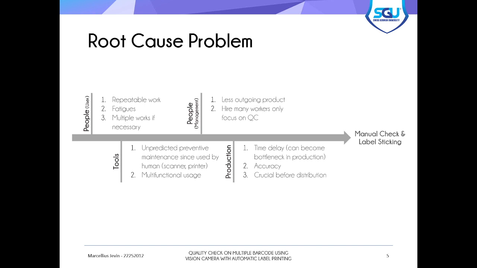This leads to another factor, which is tools. Since there are many operators, the tools should be increased. Because the tools are increased, the maintenance cost will also increase. So for production, there can be delay time and less accuracy, and it can disturb other processes such as transporting and storing the outgoing product.